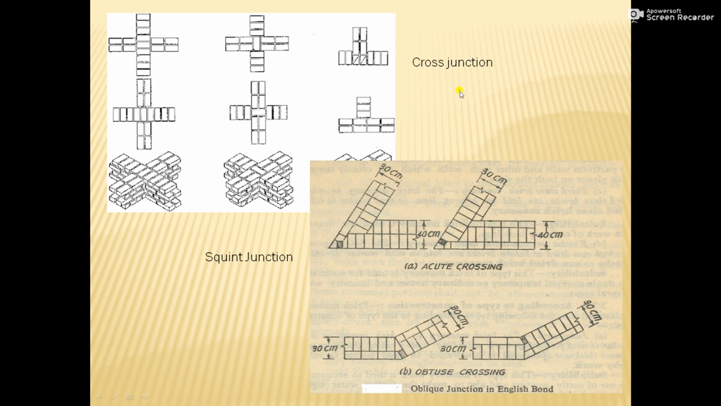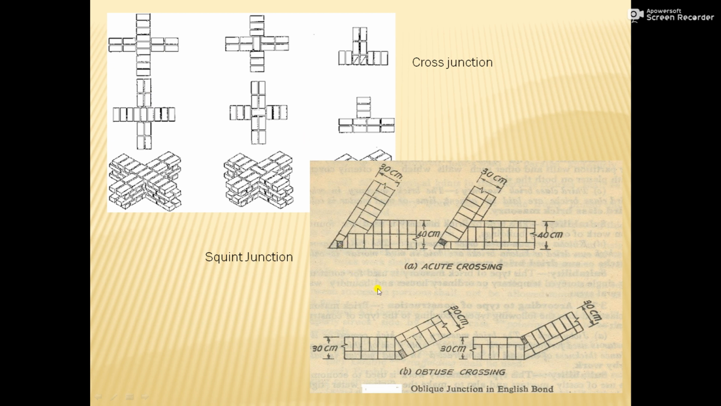Next, in this picture we can see the cross junctions. In these cross junctions we can see the two walls cross each other at 90 degrees. This is the main wall. For this main wall, these are the two subsidiary walls which cross it. The similar thing is over here. This is the main wall, and two subsidiary walls are crossing at 90 degrees. So this type of junction is known as a cross junction.